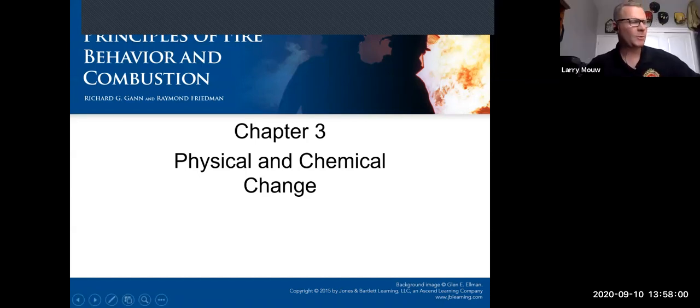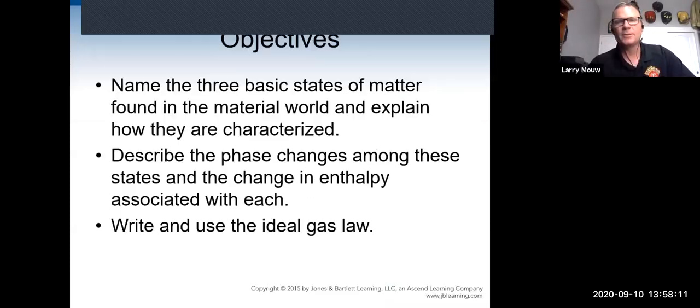Chapter 3, physical and chemical change. Again, like I said, we're going to cover chapters 1, 2, 3, and 4 rather quickly, getting us through some basic information, but then we'll move on to some of the more fun stuff in relation to fire. So physical and chemical change. Some of our objectives: name the 3 basic states of matter found in the material world and explain how they're characterized. We describe the phase change among these states and the change in enthalpy associated with each.